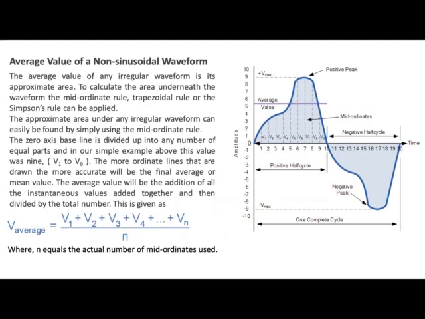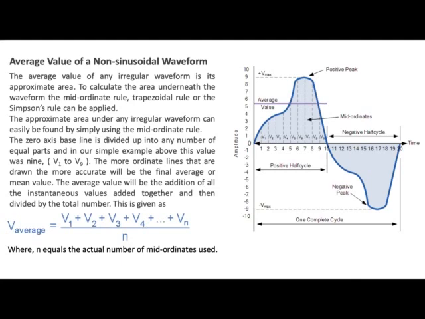The area under the curve is known as its average value. Now for an AC waveform where the positive half is equal to the negative half, the average value of the complete cycle will be 0. Hence, we take the average value of only one half cycle and not both. Over here, as an example, if it is an irregular waveform, in that case, you can use the mid-ordinate rule to calculate the area under the curve.